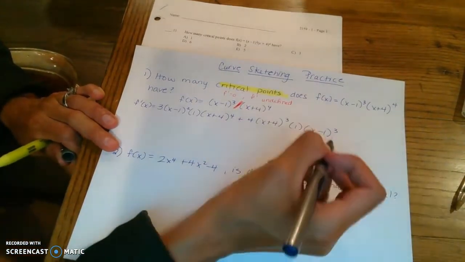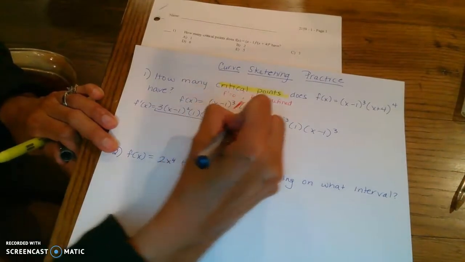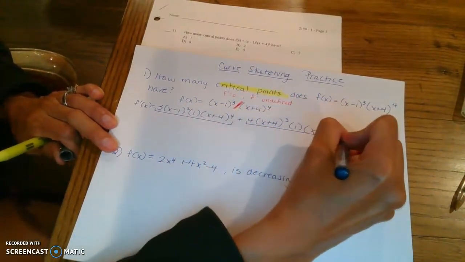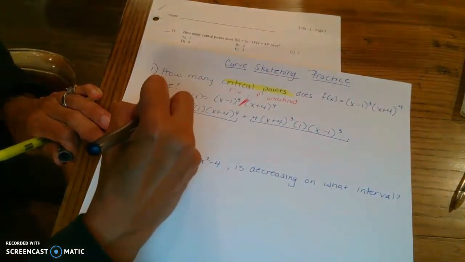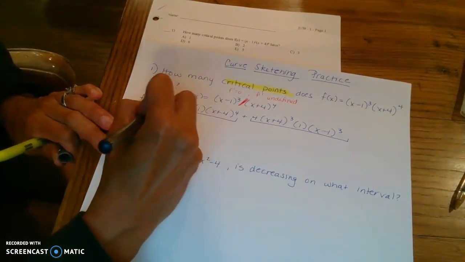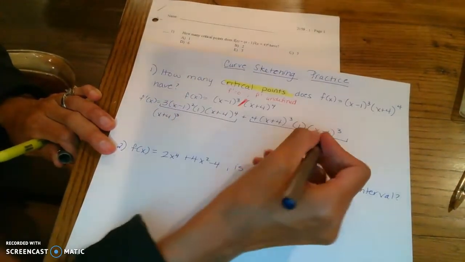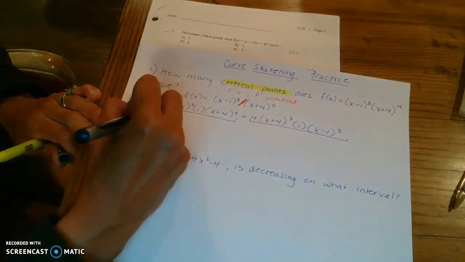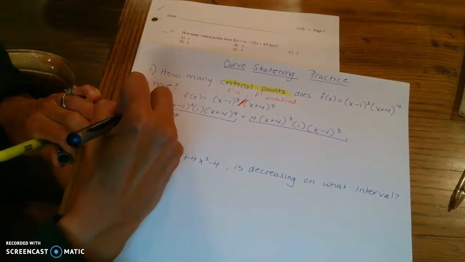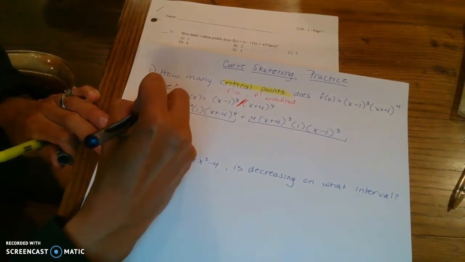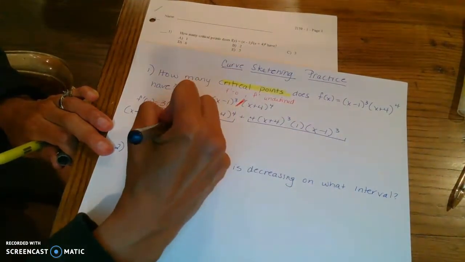But again, I see that this is pretty complicated, so I'm going to clean this up. I'm going to see that I can GCF an x plus 4 out, and I'm going to take out the cubed, because that's the lowest out of the two. I can also take an x minus 1 out, raised to the second power, because that's the smallest out of the two. So when you do that, that's your GCF.